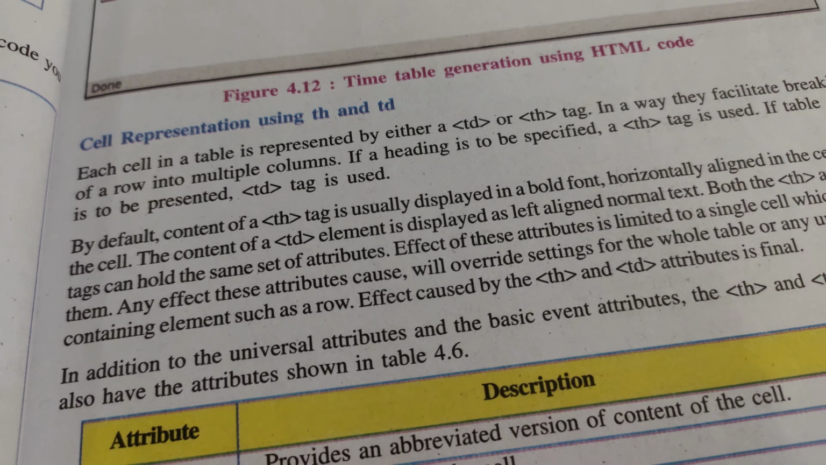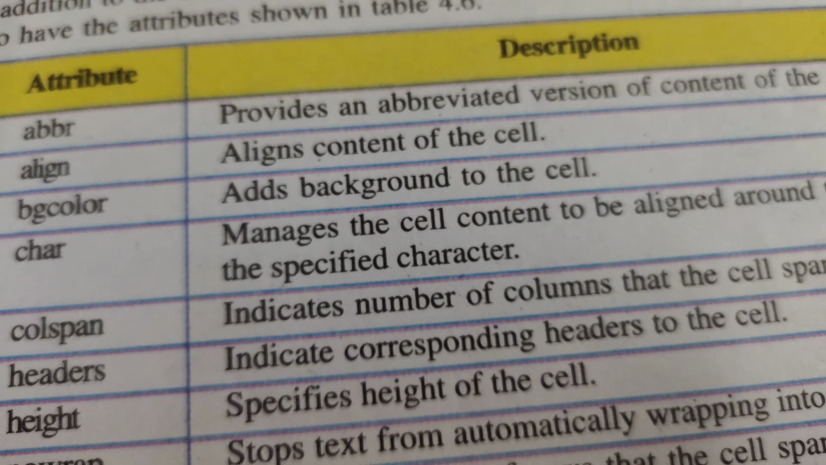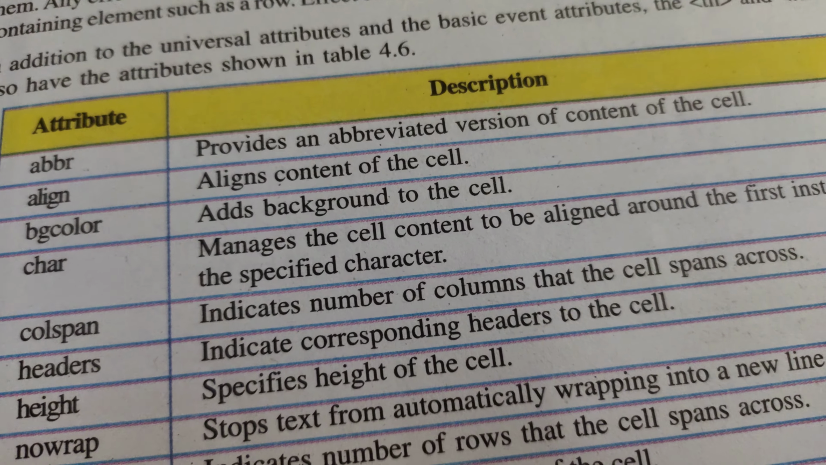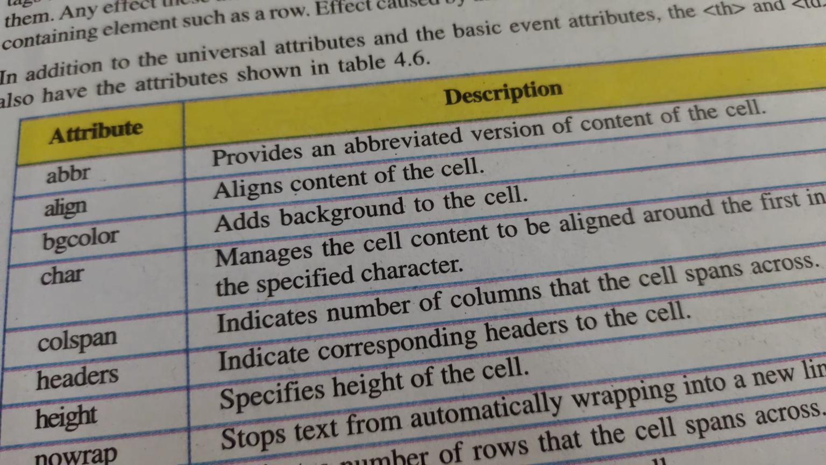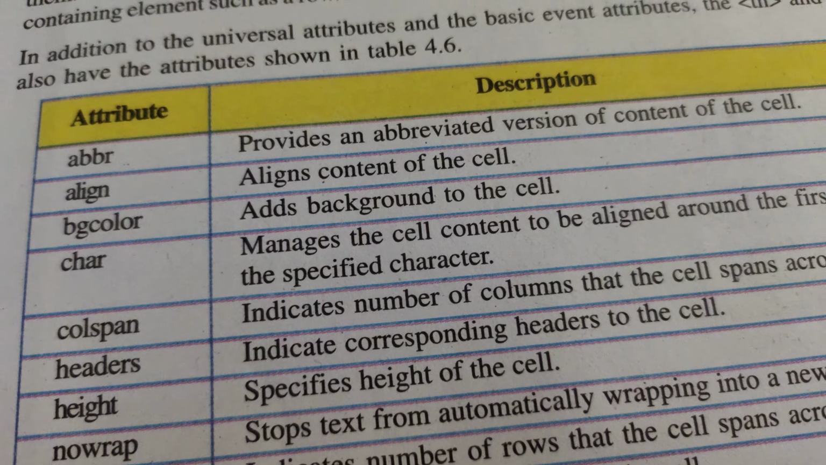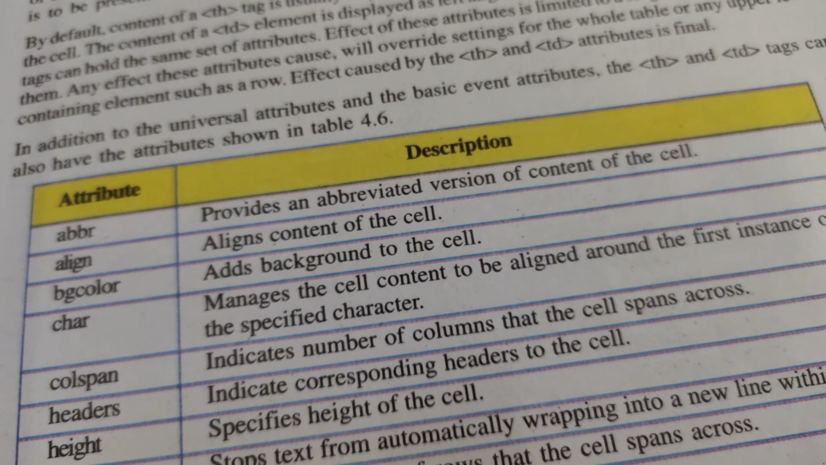Attributes and descriptions of the commands. ABBR provides an abbreviated version of the content of the cell. Align gives alignment to the content of the cell, from left or right. BGCOLOR adds a background color to the cell. Cell means a specified column or row, a single one, not the entire table. CHAR aligns the cell content around the first instance of the specified character.